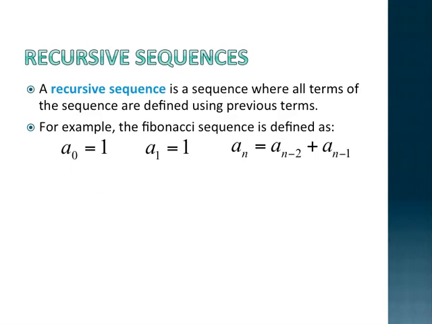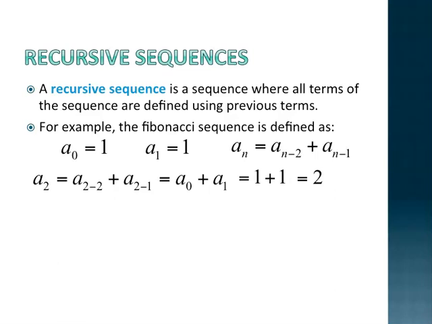Now, the formula, the rule that we use for the Fibonacci sequence says, in order to get a sub n, you take a sub n minus 2, add it to a sub n minus 1. What does that mean? That means you add the previous 2 terms together to get the nth term. Okay, so if we were to apply this, if we were trying to find a sub 2, then we would need to do a sub 2 minus 2, which is a0, plus a sub 2 minus 1, which is a1. So we are given a0, we're given a1, so this is 1 plus 1, which is 2.